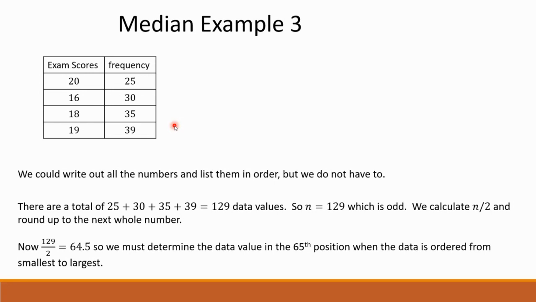Now that's odd, right? 129. So what we want, we divide by 2, right? And then we round up. We get 64.5. But we round up and we get 65. So whatever the data value in the 65th position is, that is the median when we order it from smallest to largest. When we order it from smallest to largest, the 65th number is the median.